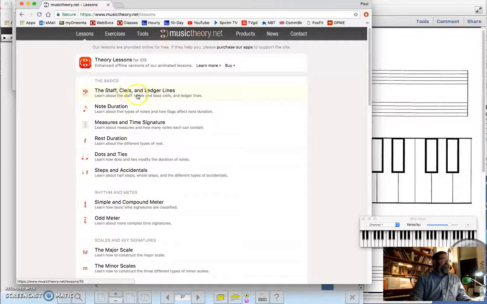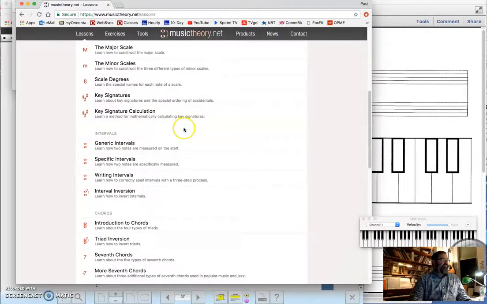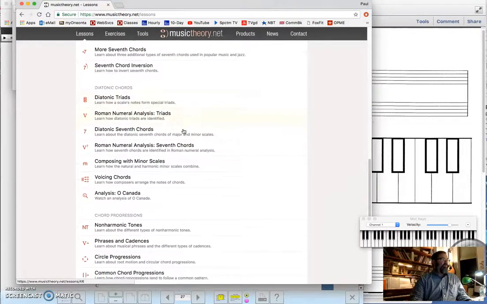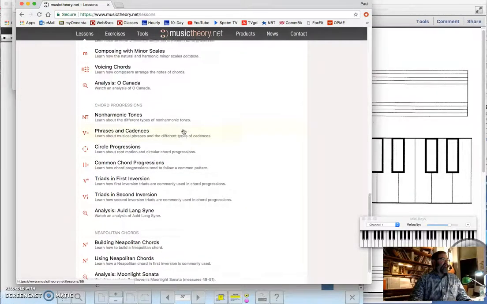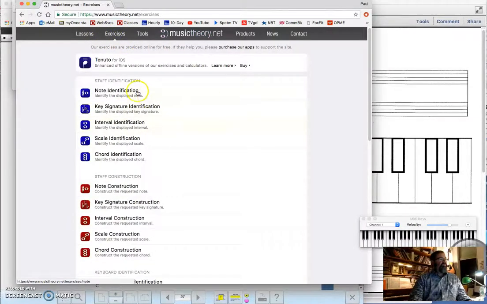If you need a checkup from the neck up about staffs, clefs, and ledger lines, that's what we're dealing with here. And then we're dealing with a couple other things. As you can see, the subject matter here is a little bit more involved than where we are right now. So you get to some quite involved things, as a matter of fact. But for pitch, that's about where we are here in lessons. But in exercises, there's a number of good things.